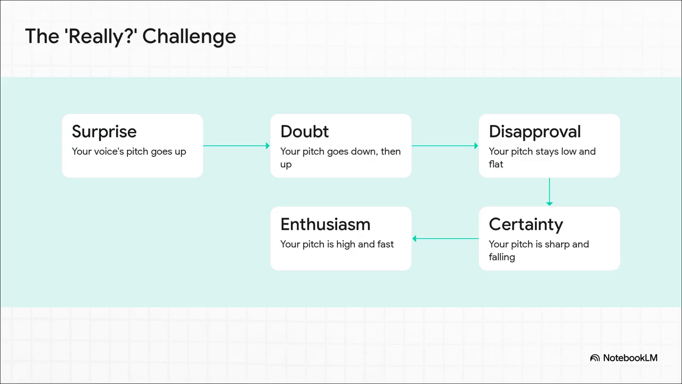Try it. Really. Now for doubt, it kind of goes down, then back up. Really. For disapproval, keep your voice low and flat. Really. For certainty, it's a sharp drop. Really. And for pure enthusiasm, make it high and fast. Really. See that? Five totally different meanings from just one word. That's the power of the music.